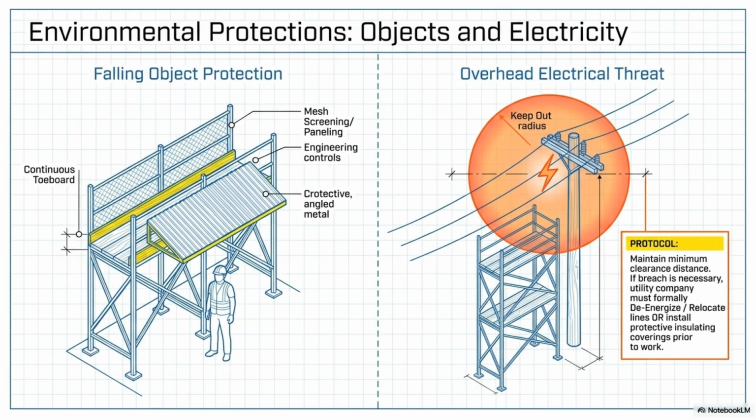Falling object protection includes continuous toe boards, mesh screening, and protective angled metal. For overhead electrical threats, maintain the minimum clearance distance or formally de-energize/relocate lines before work.